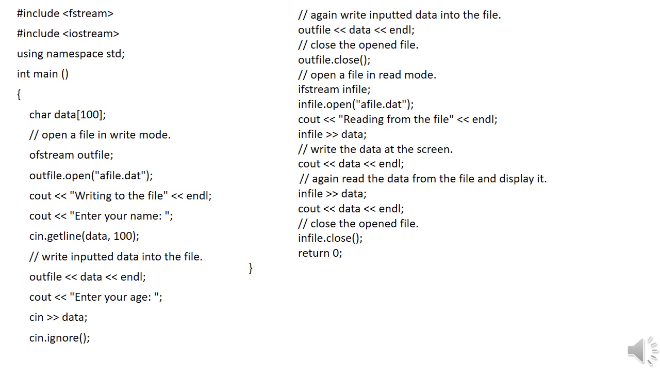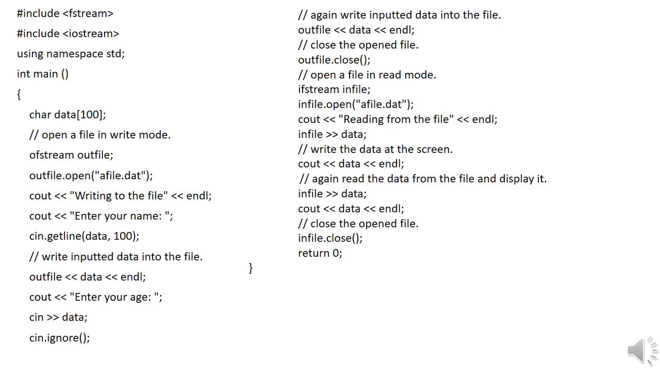Then we are going to read the first data, that is the name, from the file afile.dat. The syntax is the object name of ifstream, that is infile, double greater than data. The double greater than is the stream extraction operator. We already discussed under how to read data from a file. So the syntax is you have to use double greater than symbol, or stream extraction operator, along with the object name of ifstream, that is infile double greater than data, will read the first line of characters from the file, that is the name from the file.